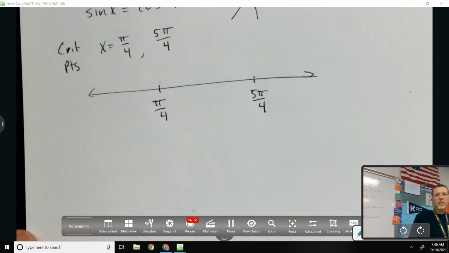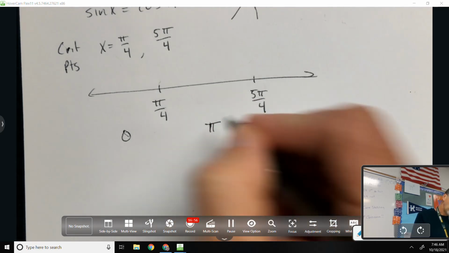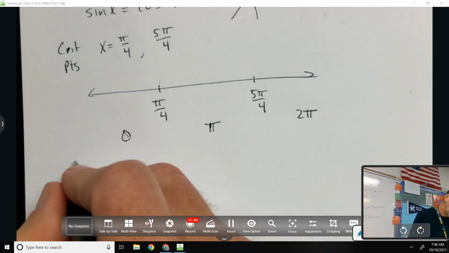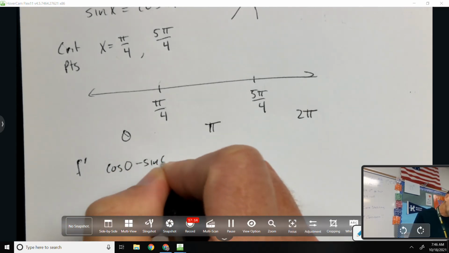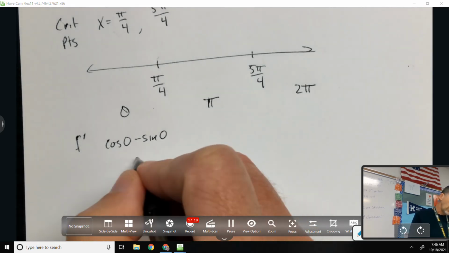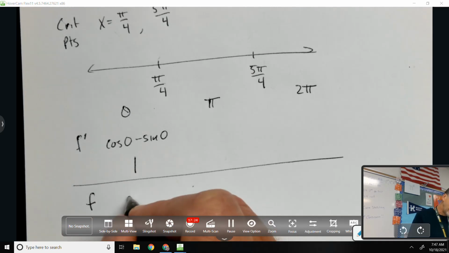Set up a number line. We could check 0 and pi and 2 pi. Probably easiest things to check. Checking them into what? F or F prime? F prime, because we're looking for increasing and decreasing, and F prime will tell us that. So cosine of 0 minus sine of 0. Cosine of 0 is 1. Sine of 0 is 0. So that tells us that F is increasing.